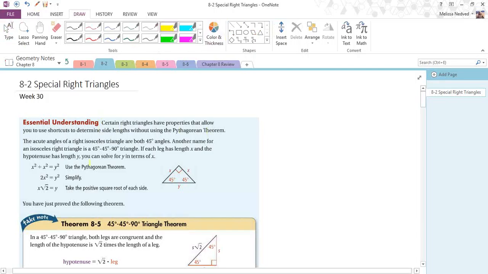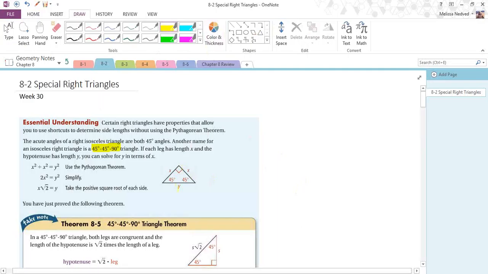So the first one we're going to look at, the 45-45-90 triangle, is the same thing as an isosceles right triangle. Anytime you have an isosceles right triangle, since you have one angle that's automatically 90 degrees, since you're looking at a right triangle, then the other two angles have to always be 45 and 45, since we know base angles are congruent. So that's where the name 45-45-90 comes from.